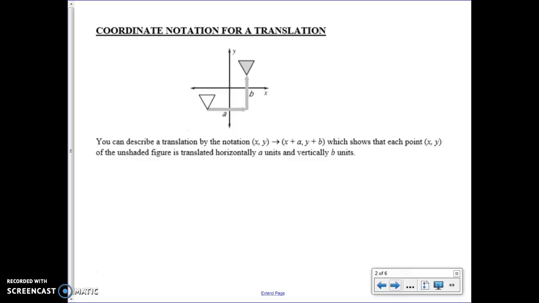The coordinate notation for translating something looks like this. We start with x, y, and then there's an arrow. The x, y are your original points of where you were. Then we move it a distance of a units horizontally and a distance of b units vertically. So x plus a and y plus b is where we end up.